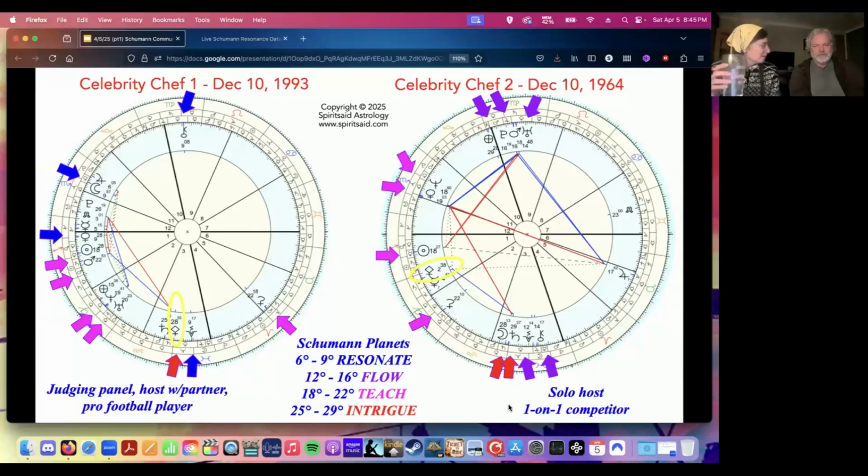Anything you want to add or say about this, honey? No, I think the charts speak for themselves. All right. It really does a remarkable job of summarizing their strengths.